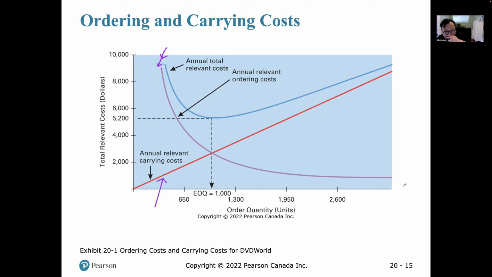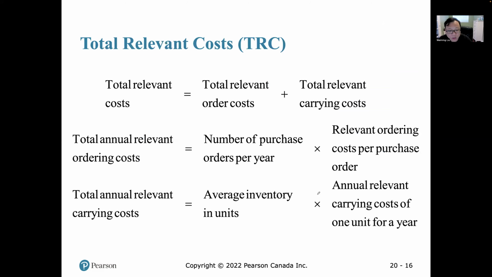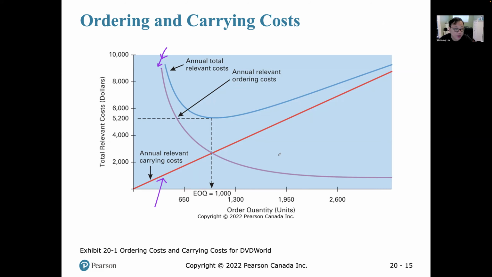And then this middle curve here is the ordering cost, right? So the more quantity you order, on average, the ordering cost will be lower, right? If you order more, that means you only order a few times a year. If you order less each time, you're going to have to make more orders. So the quantity is inversely related to the cost.